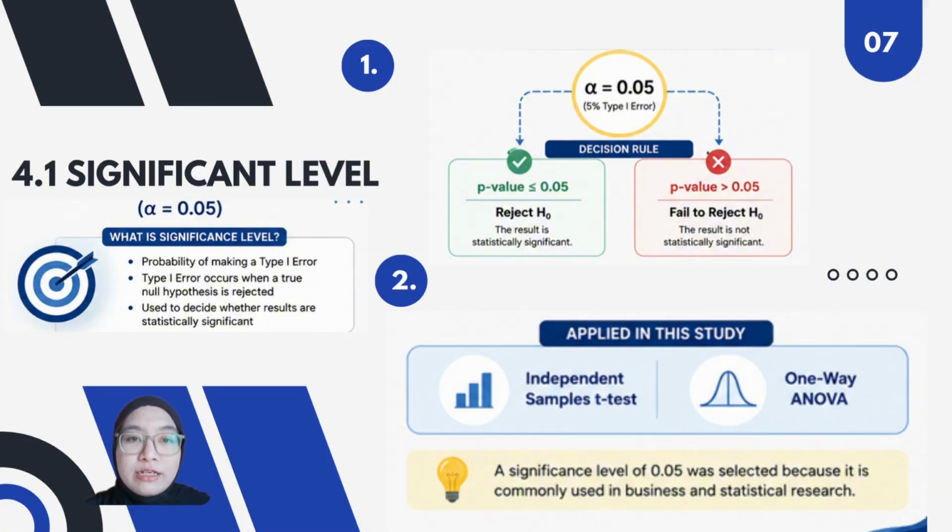To make a decision, the p-value obtained from the statistical test is compared with the significance level. If the p-value is less than or equal to 0.05, the null hypothesis is rejected. However, if the p-value is greater than 0.05, the null hypothesis fails to be rejected. This significance level was applied to both the independent sample t-test and the one-way ANOVA conducted in the study.